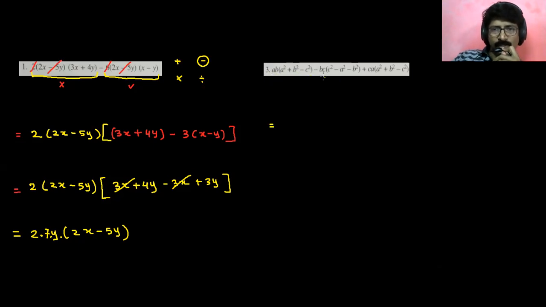and AB into this bracket. Okay, now how to factorize this? It's very simple, guys. It's super duper easy if you understand how to do it. Look at this. यहाँ पर क्या है? AB. I'll rearrange the term. A square plus B square plus, okay, minus C square.